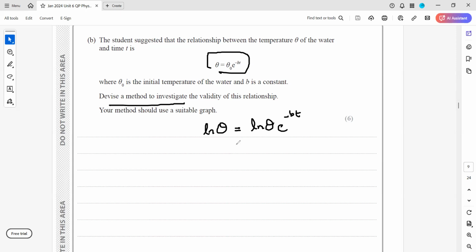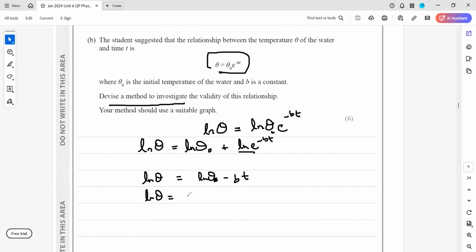When ln and two quantities are multiplied, we write them as addition. So ln theta equals ln theta naught, where theta naught is the original temperature, plus ln e raised to power minus bt. So ln theta equals ln theta naught, my ln and e will cancel, minus bt. If I rearrange this equation, I can say ln theta equals minus bt plus ln theta naught.